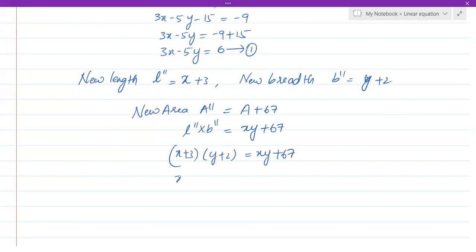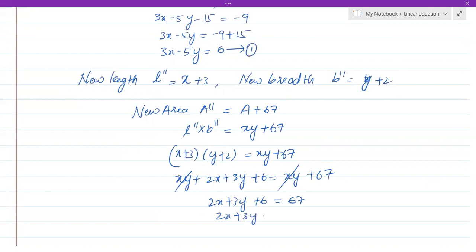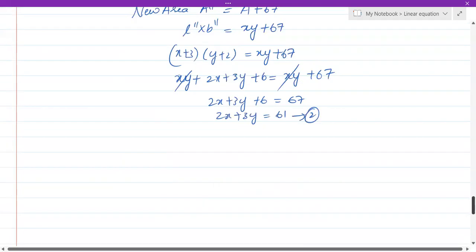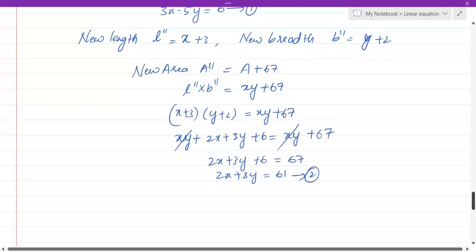So X into Y is XY. X into 2 is 2x, plus 3 into y is 3y, plus 3 into 2 is 6, equal to xy plus 67. xy gets cancelled. So we are left with 2x plus 3y plus 6 equal to 67. Send that 6 to the other side so that it will become 2x plus 3y is equal to 61. Equation 2.